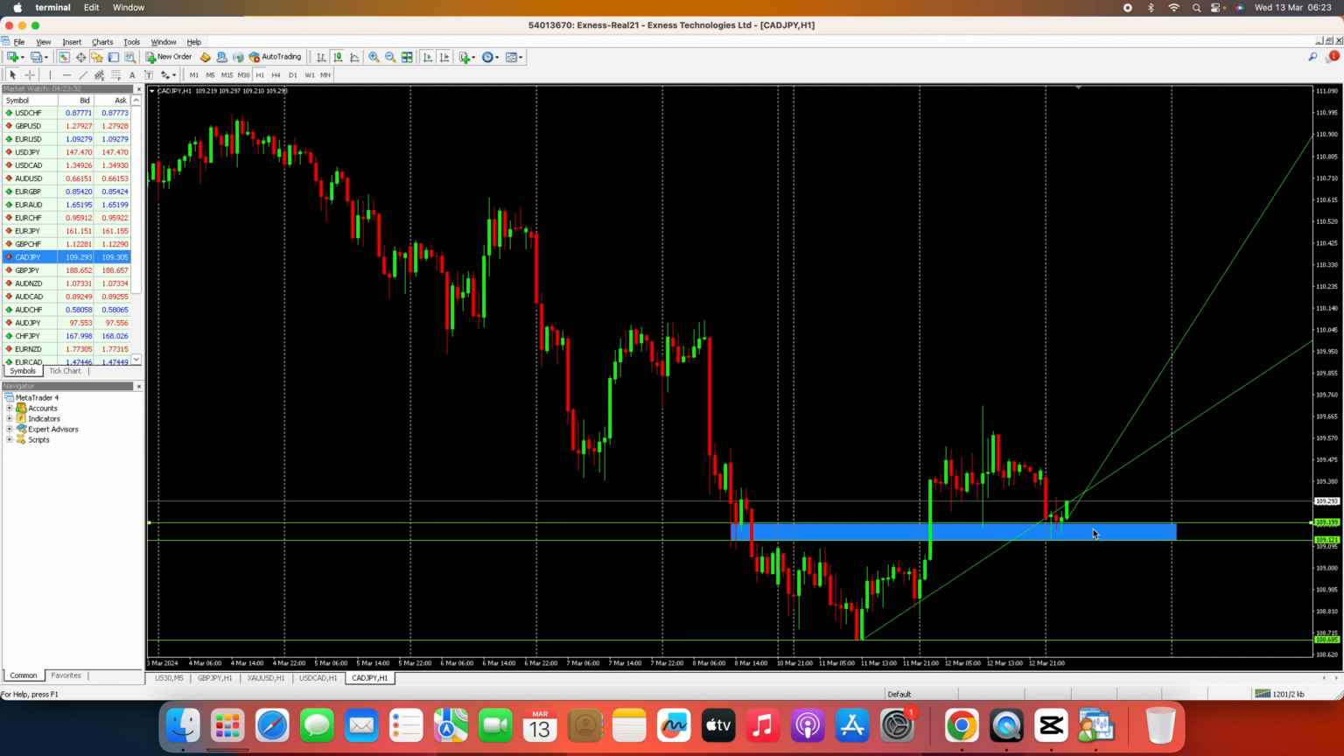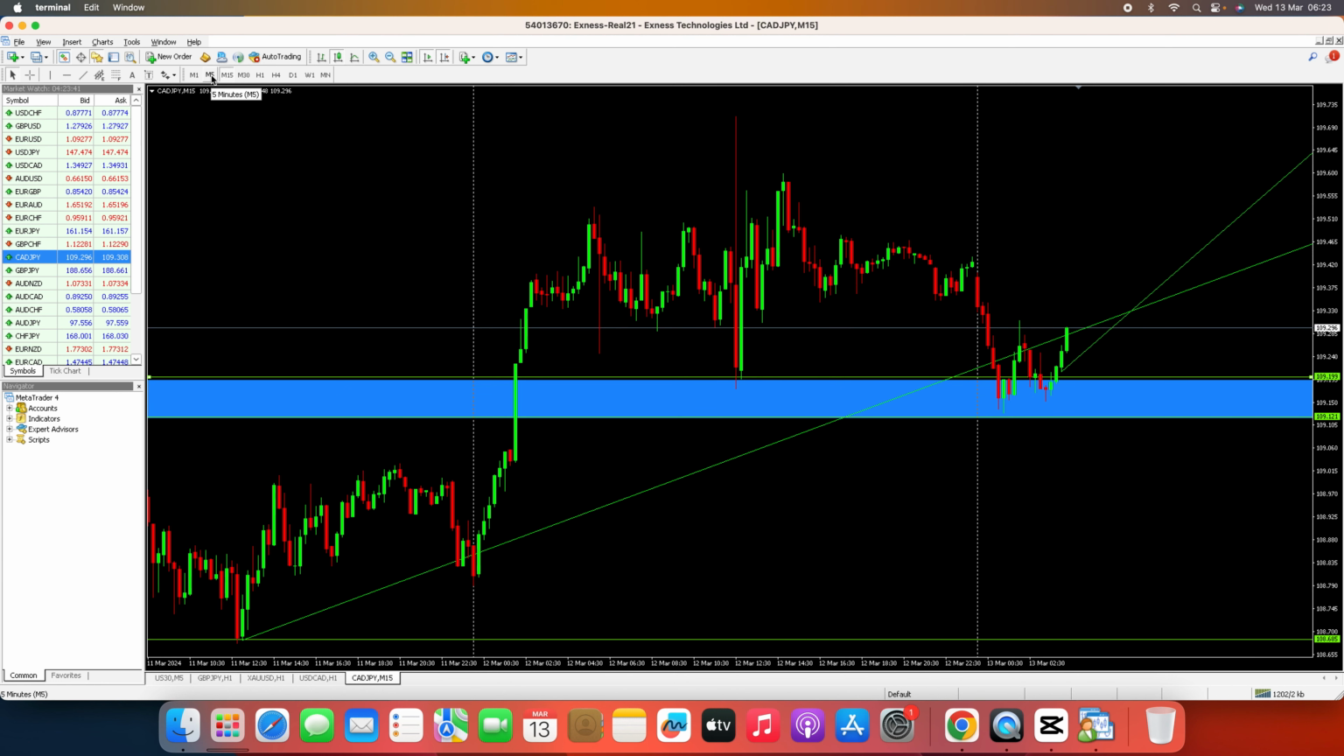Now the earliest entry for you to get a sniper entry would obviously need you to go to either an M15 chart or an M5 chart. Here there's a very significant support, and around this demand area we start to see buyers buying. And if you haven't taken this trade, you can still buy above that price. So you can still buy above the price 109.310.